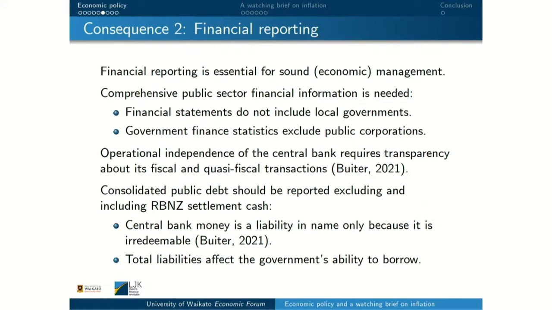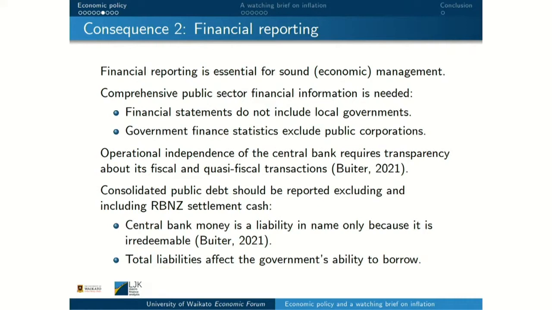The second consequence: financial reporting is essential for sound economic management, or management in general. And so to conduct sound economic management, we need comprehensive public sector financial information, which we currently do not have. The financial statements for the government, which are produced by Treasury, don't include local government. And the government finance statistics, which are produced by Statistics New Zealand, do not include public corporations, which most importantly includes the central bank.